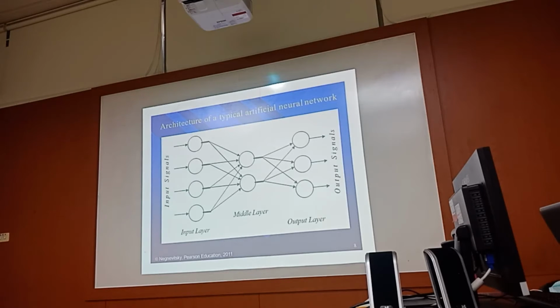But some researchers gave a counterexample that the perceptron cannot solve some problems, like the logical XOR. So we have a new neural network like back propagation to solve it. Okay.